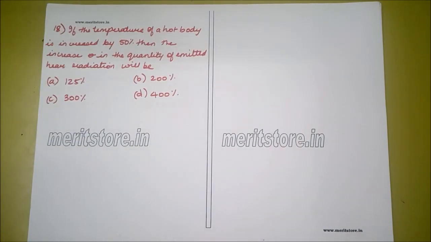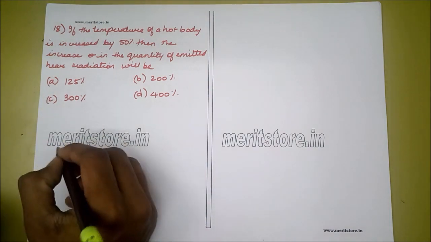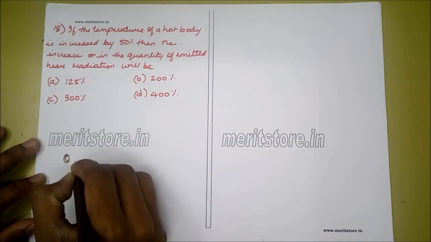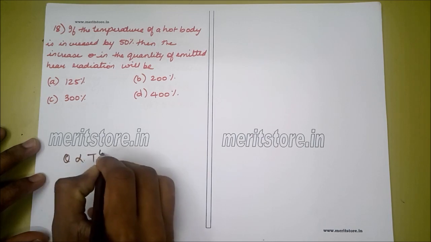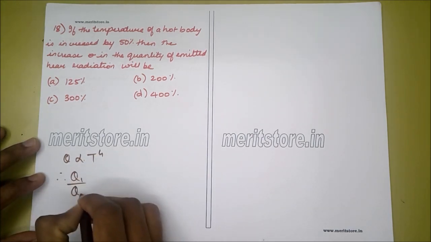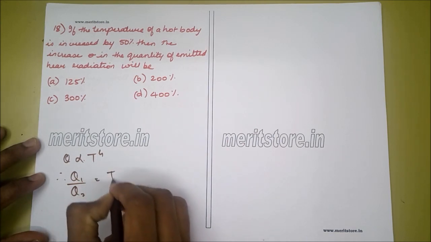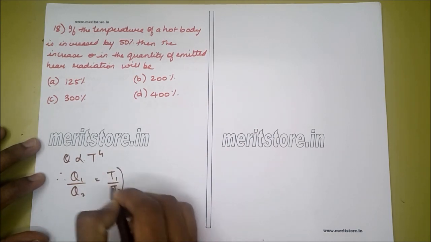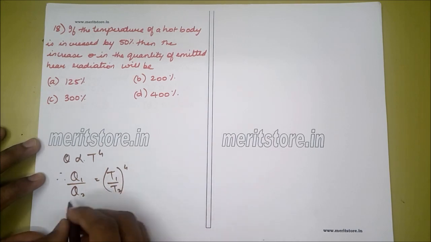If the temperature of a hot body is increased by 50%, then the increase in the quantity of emitted heat radiation will be, the options given are 125%, 200%, 300% and 400%. Now from Stefan's law, we know that Q, or the energy, is proportional to the fourth power of the temperature. So therefore Q1 upon Q2 is equal to T1 upon T2, the whole thing raised to 4.